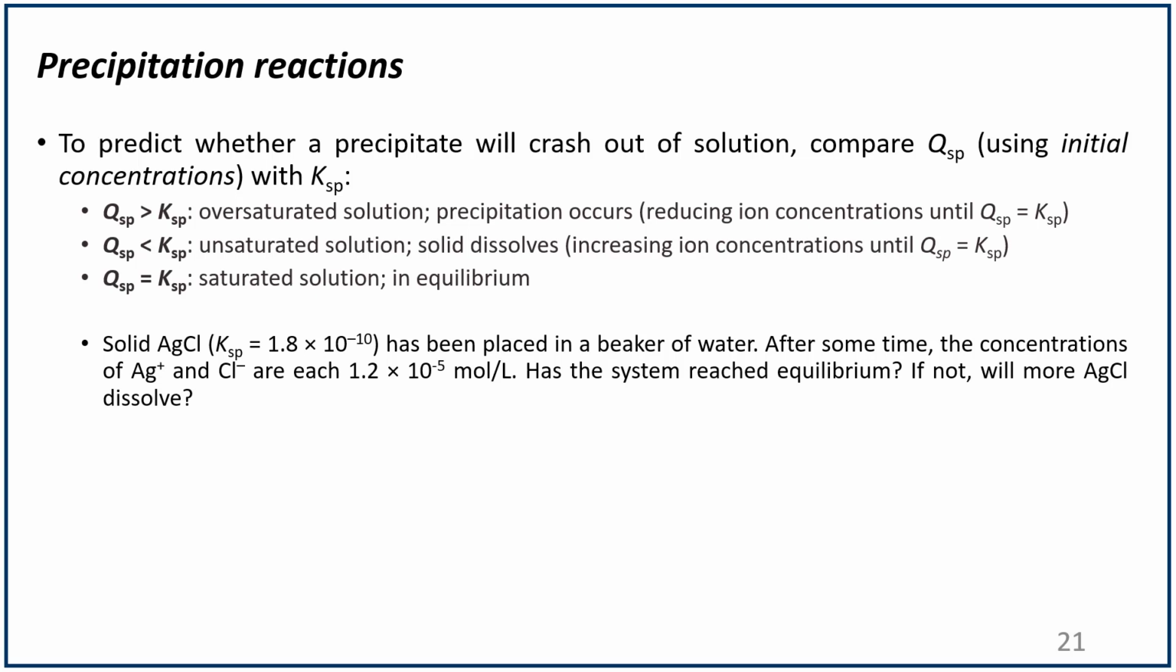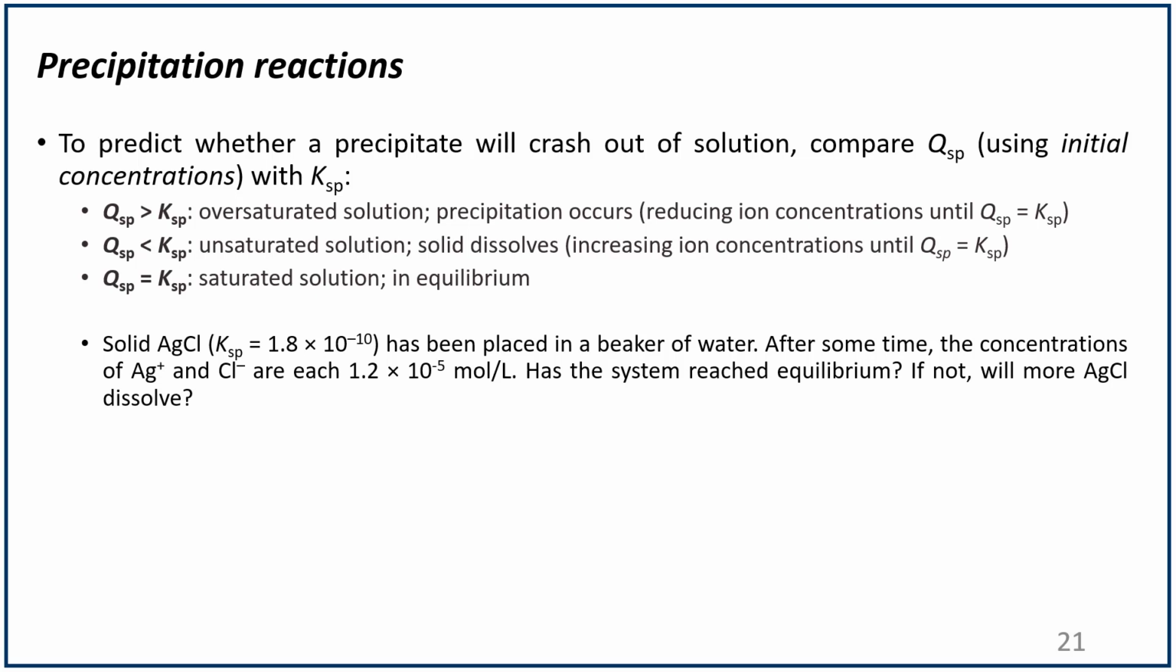Okay, if the value of Q is large, then the reaction shifts heavily to the left, which just means that precipitation happens, and precipitation will not stop until you reduce ion concentrations, and that will lead to Qsp finally being equal to Ksp. And then the opposite is true. When Qsp is smaller than Ksp, then you have an unsaturated solution, so the solid continues to dissolve until Qsp is equal to Ksp.